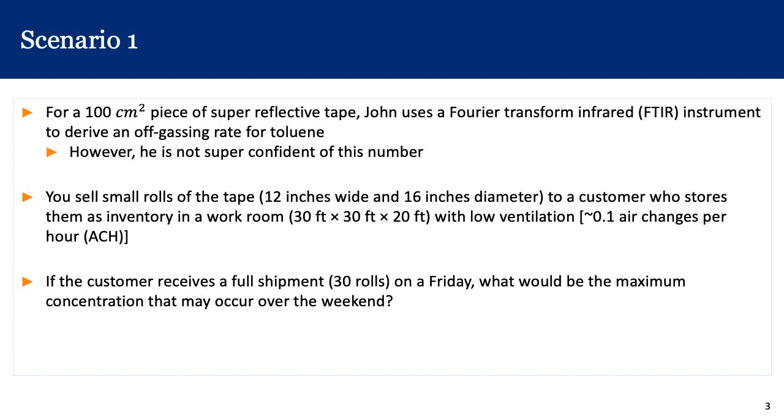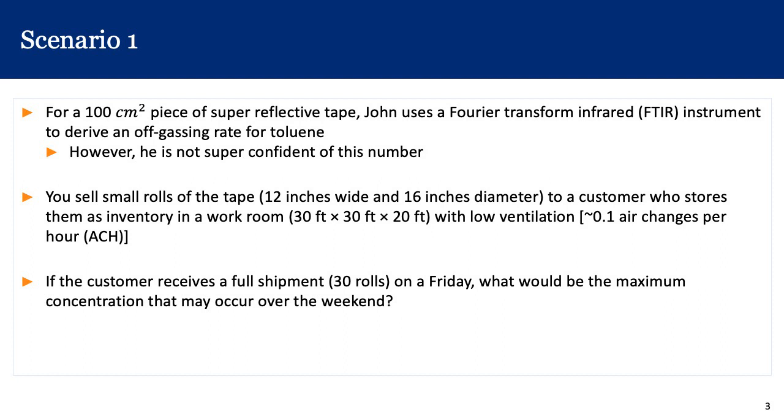However, he's not super confident about this off-gassing rate, so there is some uncertainty there, and we'll talk about this in a second. You are selling small rolls of this tape that are 12 inches wide and 16 inches diameter to a customer who stores them as inventory in a workroom. The dimensions of the workroom are 30 feet by 30 feet by 20 feet, and the ventilation rate through this storage area is very low. It's 0.1 air changes per hour.